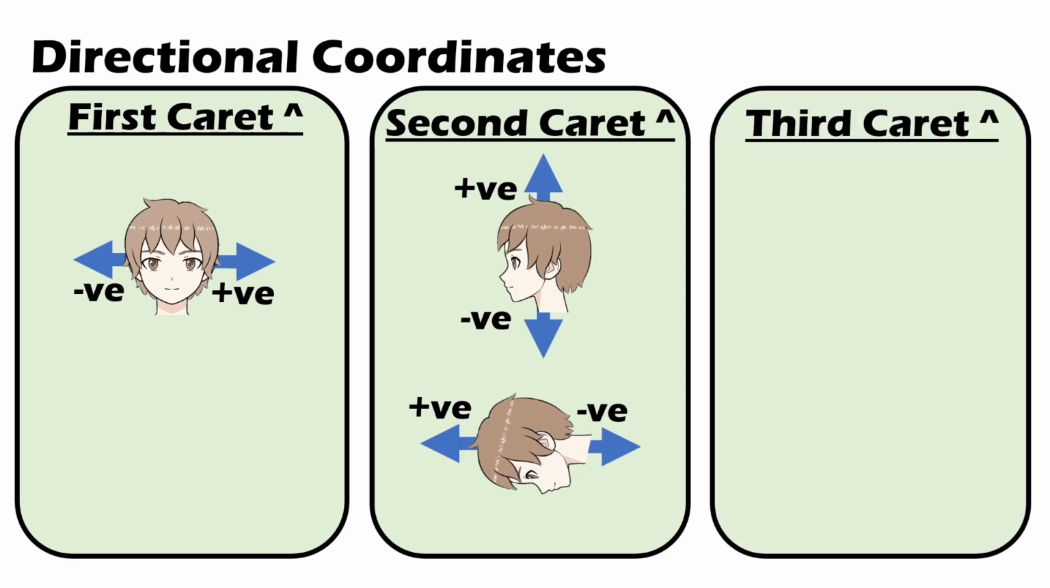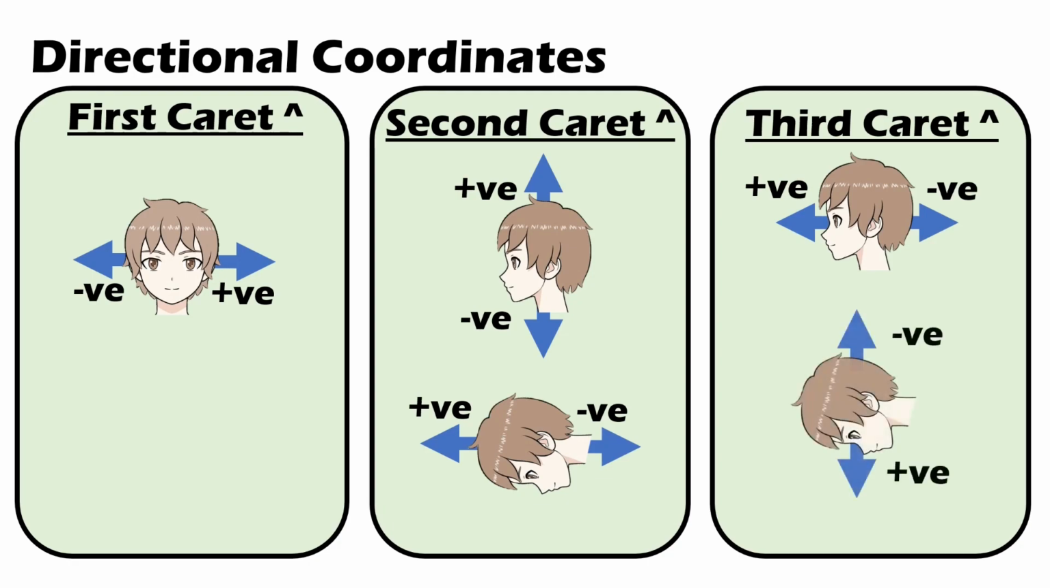And then finally, the third caret is around, think about it, the way your eyes are looking. Okay, so this one's fairly straightforward. Positive is the way you're actually looking, and negative is the opposite direction. And again, if you're looking down, then positive would be downwards because you're looking down. If you're looking up, positive would be looking upwards, and negative is the opposite, of course.